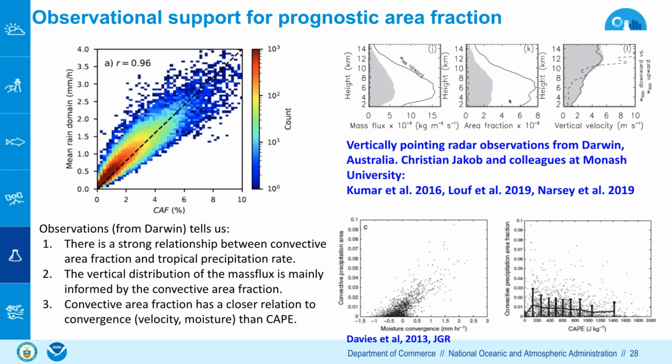And this area fraction then has a closer relationship to moisture convergence than it has to CAPE, which we indicate here. So having a moisture budget equation for the area fraction, I think is reasonable, and also that the area fraction can be used to describe mass flux at cloud base, which would show a close relationship with the enhanced precipitation rain rate.